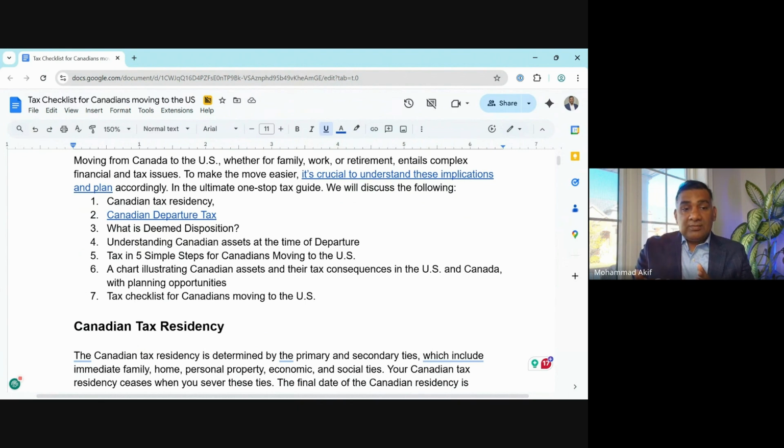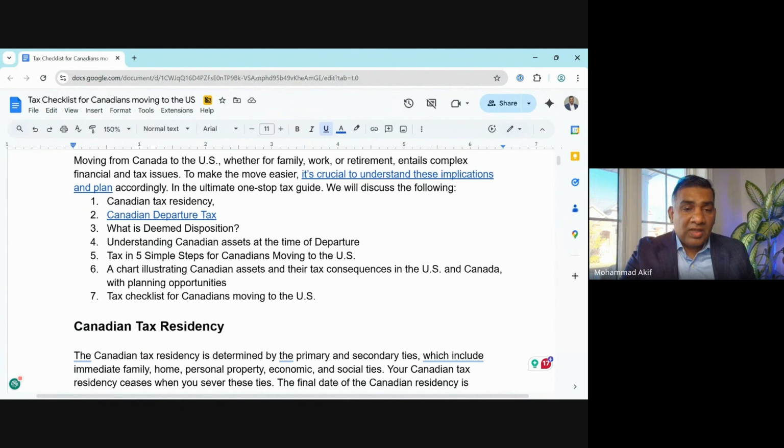And then again, what happens to your Canadian assets, which includes your retirement accounts, your investments, your real estate, your shares. There's a lot more to it. And then we'll talk about how you can understand tax in 5 simple steps for Canadians. I want to touch on that topic first, and then we'll get into the illustration, which is number 6. And then we do have a checklist that we're putting out on our website that you can download. It's a text checklist which lists a lot of the items that you need to go through to understand how things will work for you.